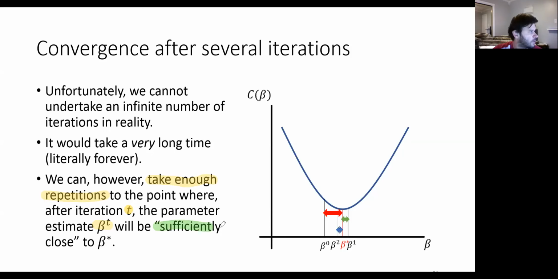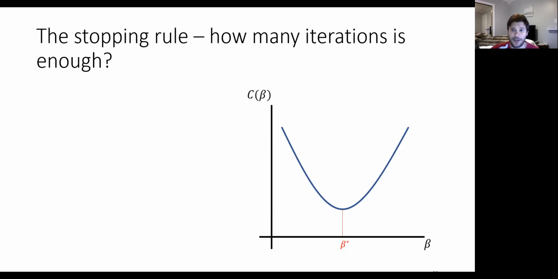They will be sufficiently close to the actual true parameter value beta star that minimizes that cost function. Now, how close is close enough? How do we know when we've gotten there? Well, in order to figure that out, we're going to apply something called a stopping rule. A stopping rule will tell us essentially how close we need to be in order for us to exit the repetitions in those iterations, stop, and report the current guess as our best guess of the optimal value.